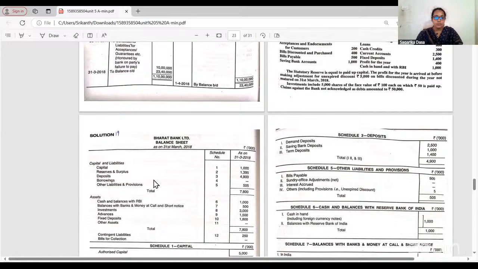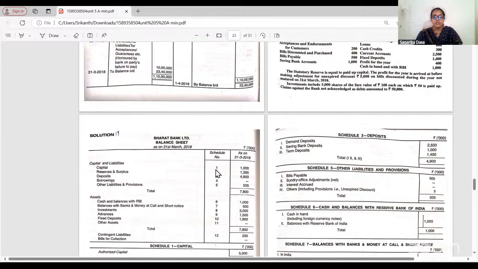Deposits is 3, borrowings 4, other liabilities and provisions is your 5. Same way, schedule 6 onwards the assets start. Schedule 6 is cash and balances with RBI. 7 is balances with banks and money at call and short notice. 8 is investments. 9 is advances. 10 is fixed deposits. 11 is other assets.